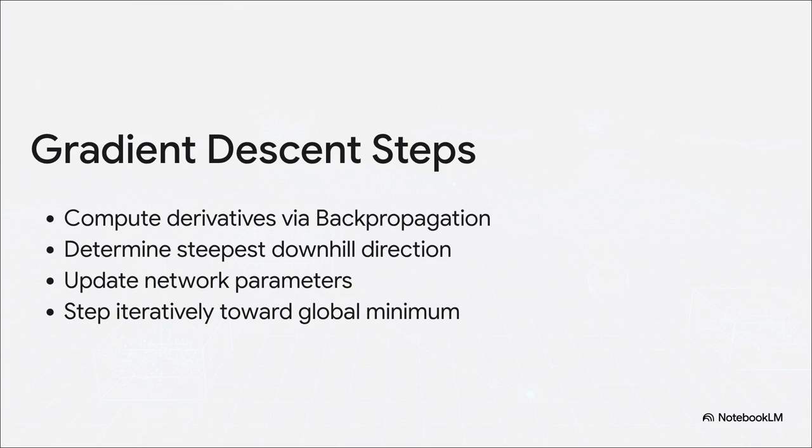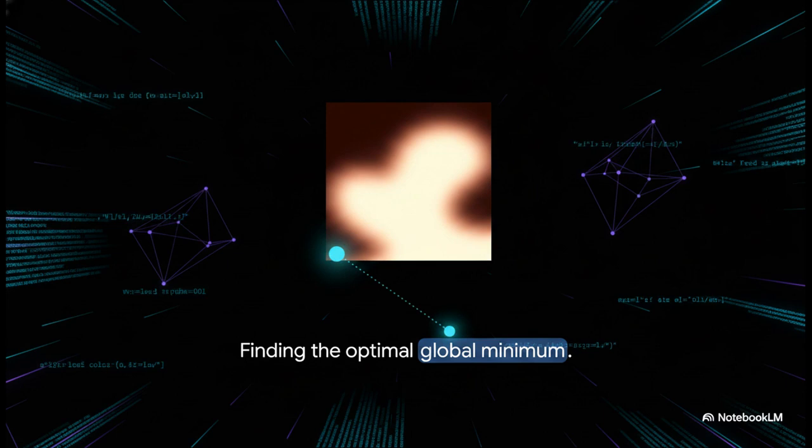We then update the network's parameters, the slopes and intercepts, to take a step in that steepest downhill direction, and we just step iteratively. This is gradient descent in action. The system steps down the mathematical topography until it settles at the optimal global minimum. You can conceptualize it as progressing steadily down into the darker, low-error regions of that landscape.